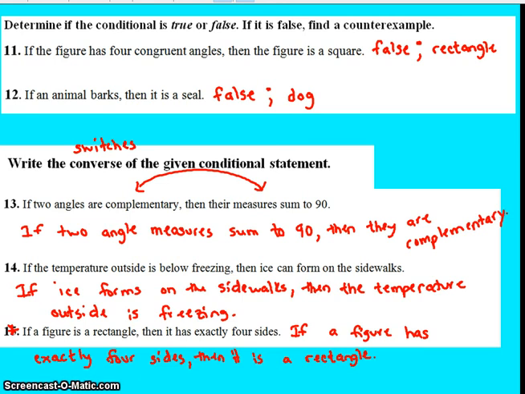The reason that I put a star beside that is because I told you earlier that a converse does not necessarily have to be true. And this one for sure is not true. If a figure has exactly 4 sides, then it is a rectangle. It could be a square, a rhombus, a kite, any quadrilateral. So again, the star is because it does not necessarily have to be true.